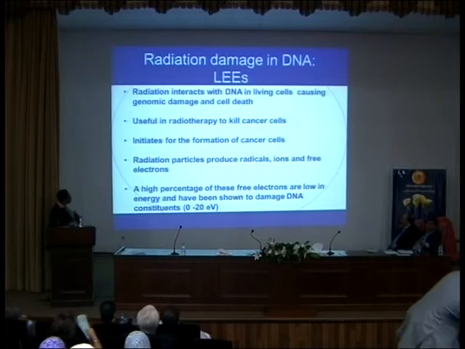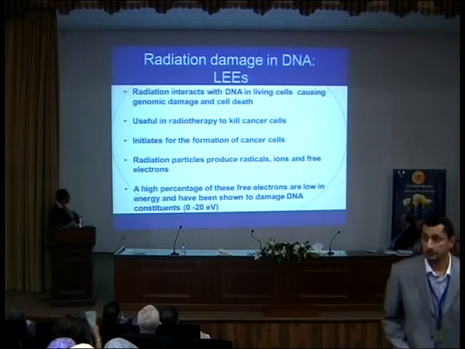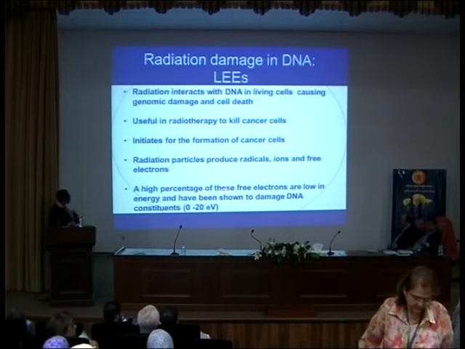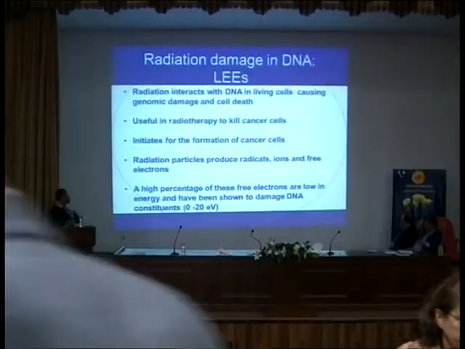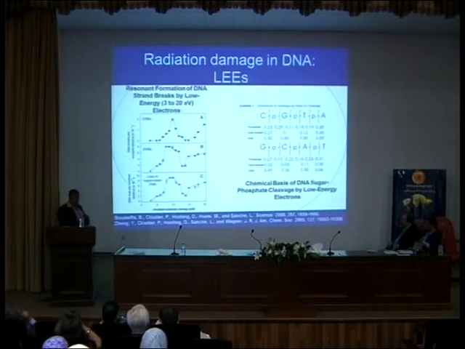Radiation particles produce radicals, ions, and free electrons, all of these being highly reactive species. And a high percentage of these free electrons are low in energy. And when we talk about low energy, we're talking about 0 to 20 electron volts.